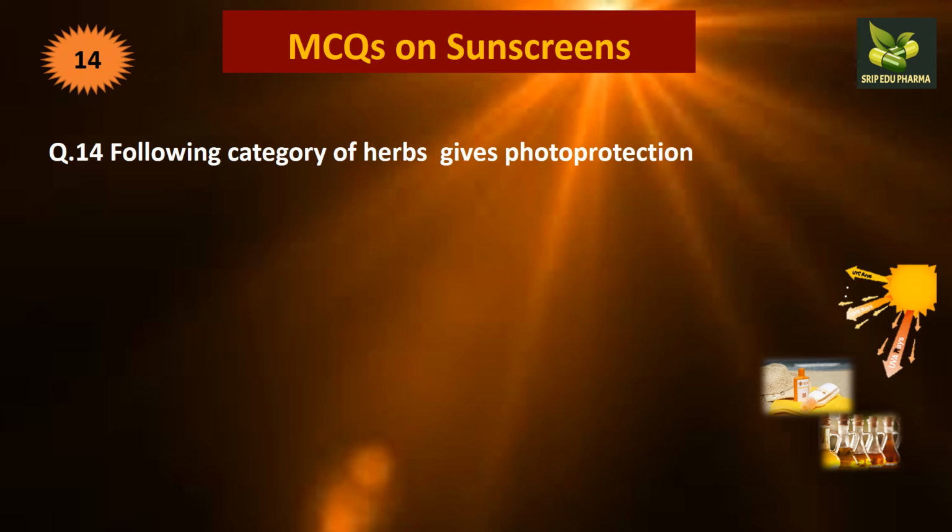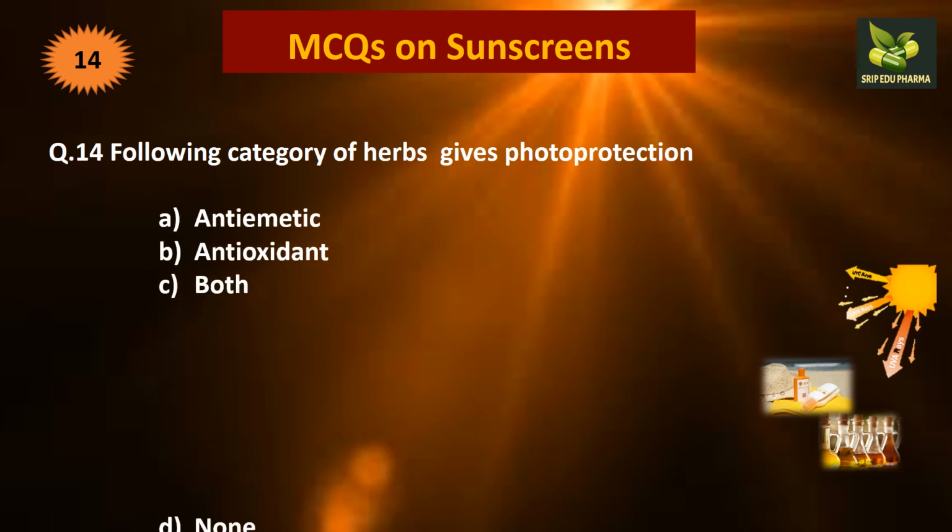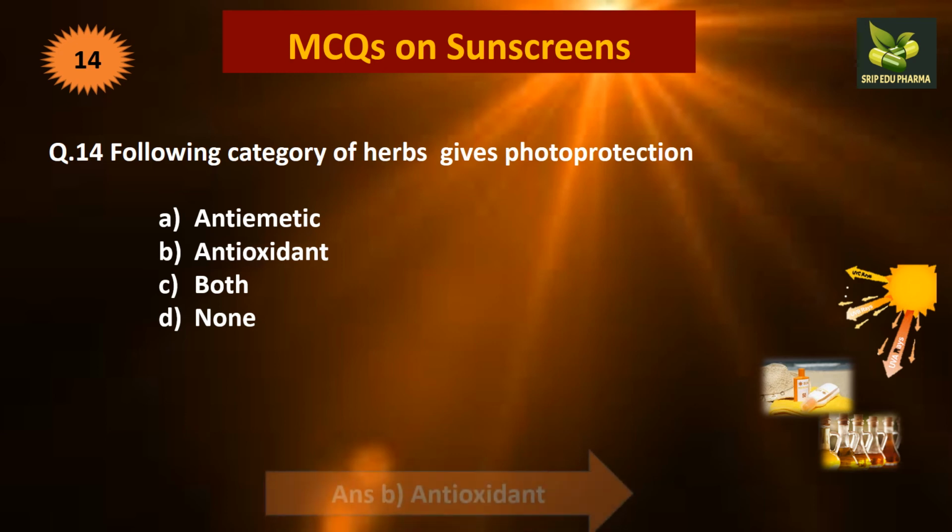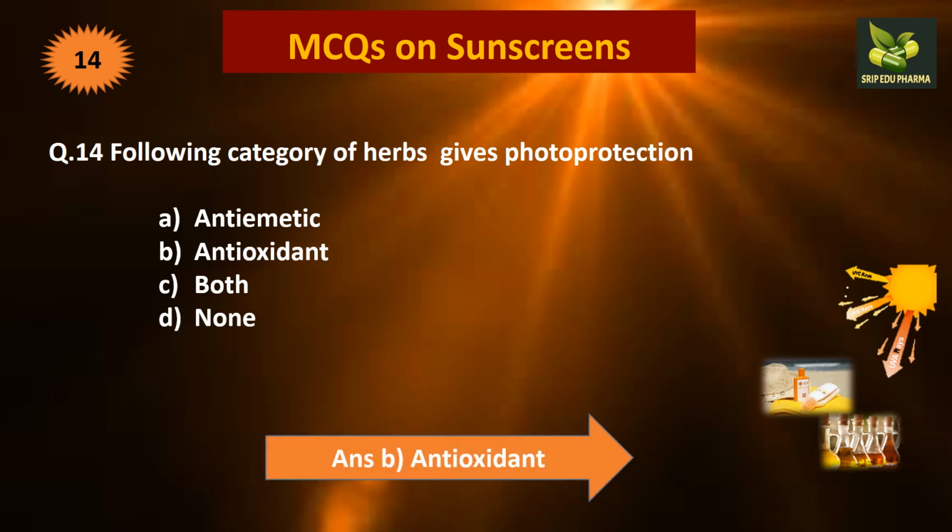Following category of herbs gives photoprotection. A. Antiemetic, B. antioxidant, C. both, or D. none. So here the answer will be antioxidant. The herbs which have antioxidant nature or antioxidant chemicals give photoprotection or have sunscreen properties.